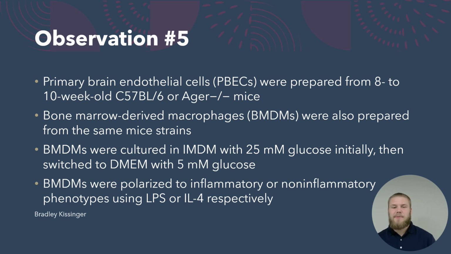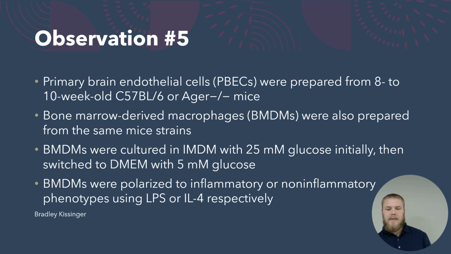Hello everyone, my name is Brad. I'm going to be presenting observation number 5. In this experiment, there were two main cell types that they grew. There's the primary brain endothelial cells and the bone marrow derived macrophages, or the PBECs and BMDMs respectively. The primary brain endothelial cells were prepared from 8 to 10 week old mice that did not have the genetic identifier that we're looking for.